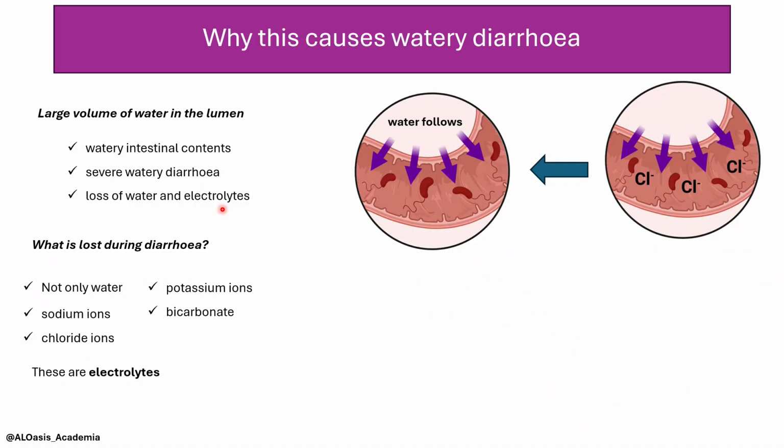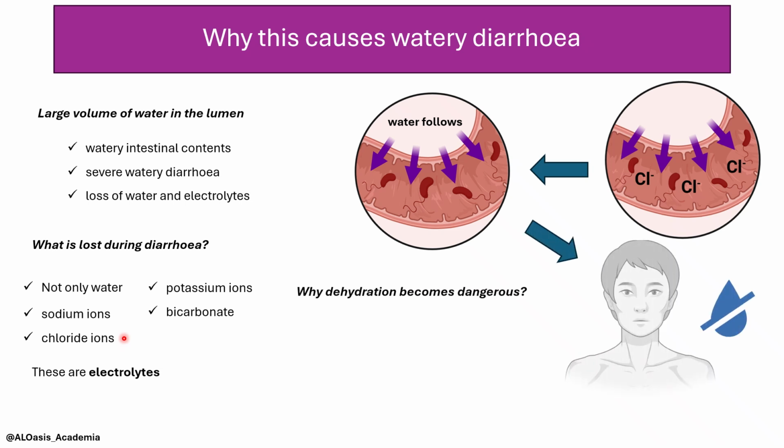So in diarrhea, the patient will lose all these things, water along with electrolytes. And that's why severe watery diarrhea could lead to dehydration. Now maybe the question is, okay, if a person gets dehydrated, why is that dangerous? What happens when someone gets dehydrated? That's very important, because understanding this question will allow you to understand why cholera is very dangerous.